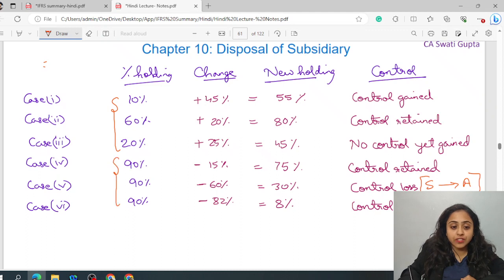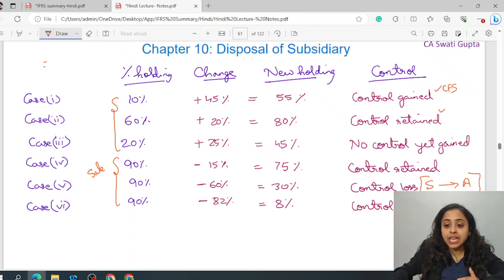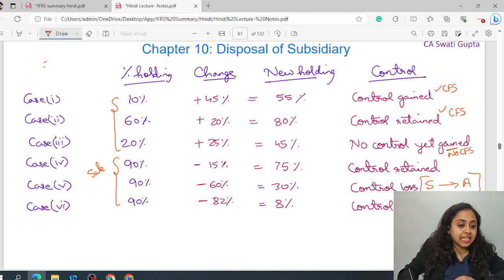Whereas here, we'll talk about sale, or you can say disposal. Now, if any investor decides to sell off any percentage holding, what happens to the control? How is its accounting done? As we know, in the acquisition case you have to prepare CFS, whereas here in the other case no CFS is required. Let's see what happens in the sale case. This is acquisition and this is sale.